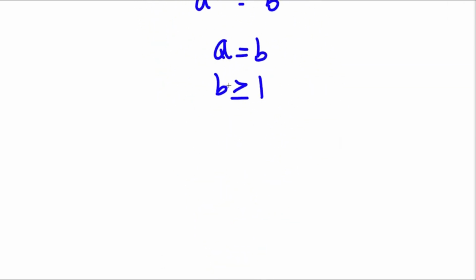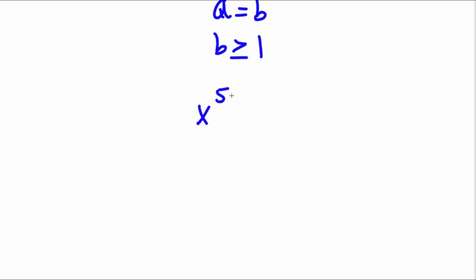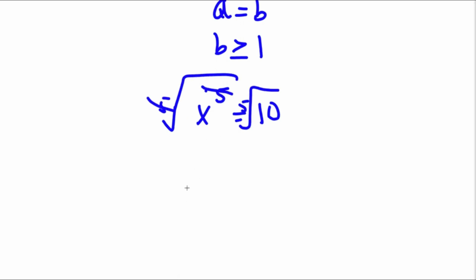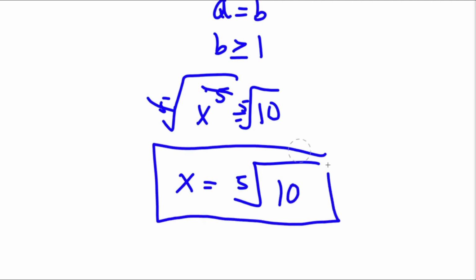So now I have x to the power of 5 is equal to 10. Now, to get rid of this power of 5, I'm going to take the root of 5 on both sides. So now these two cancel out, and I'll be left with x is equal to the 5th root of 10. So this is our answer.